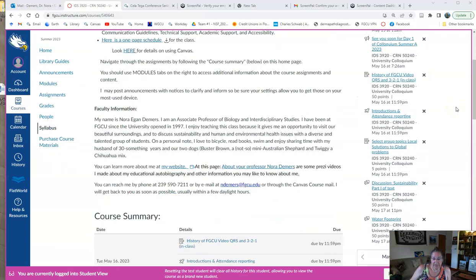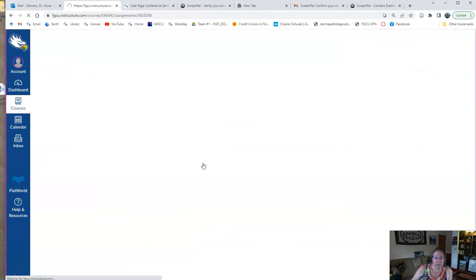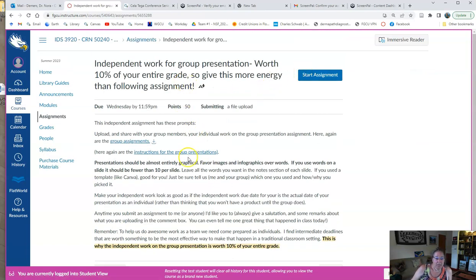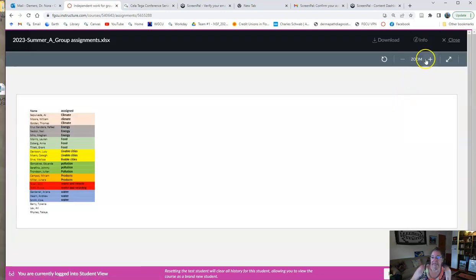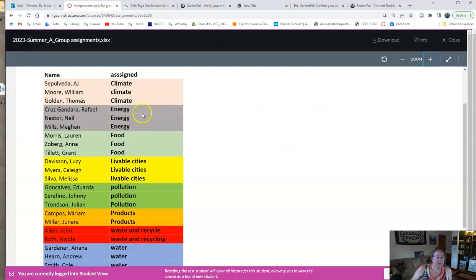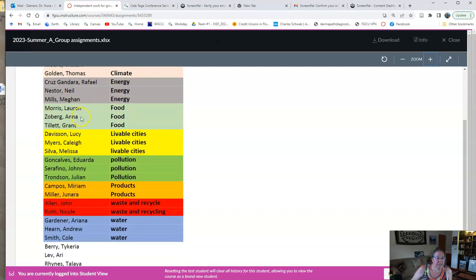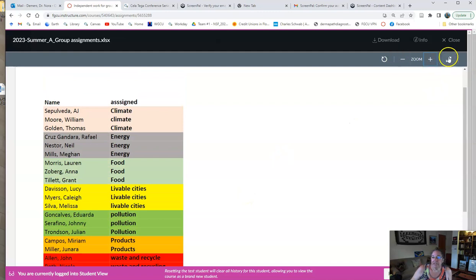If you scroll down on the University Colloquium page, the upcoming assignment of independent work for group presentation is what I'd like to show you around. If you click here, you will get the group assignments. I can rename this so that it says these are the people in your group. So we've got 3 men doing climate, 2 men and a woman for energy, opposite for food, livable cities, pollution, 2 for products, 2 for waste, 3 for water. So there's that part of it.